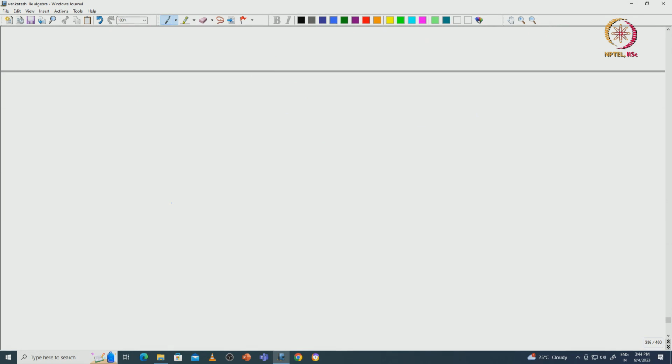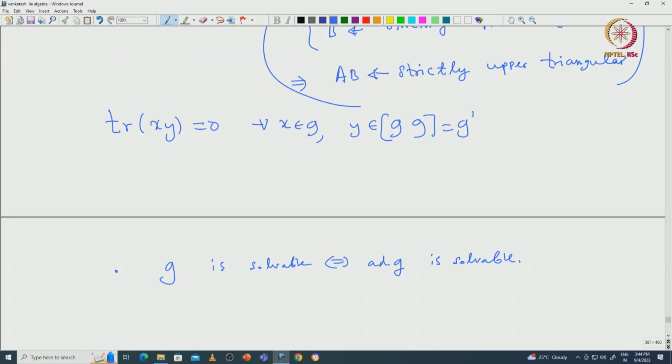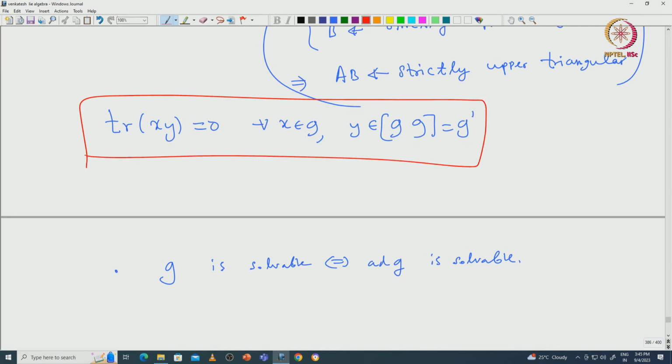Okay. So, we have already seen many characterizations for solvability from the definitions. For example, we proved that G is solvable if and only if ad G is solvable. So, this is something we already proved. Okay. So, now we want to get some other criterion which is practically applicable. For that purpose, we will see that the condition that we have written here, trace of xy being 0 for all x in G and y in the derived algebra, is one of the characterizations for solvability. This is actually called Cartan's first criterion.